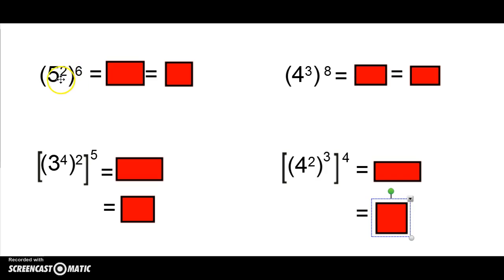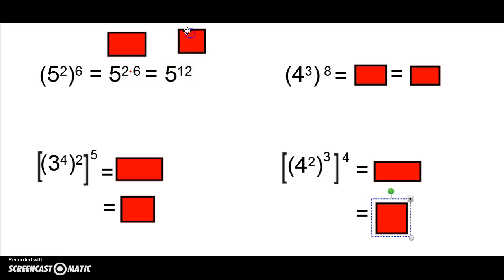So this is like saying 5 squared 6 times. So we would say that's like saying 25 times 25 times 25 times 25 times 25 times 25. So 25 multiplied times itself 6 times. Do you see how it's raised to another power? So we would say that's the same as 5, and the exponent is 2 times 6, or 5 to the 12th. You just multiply the powers, the exponents.